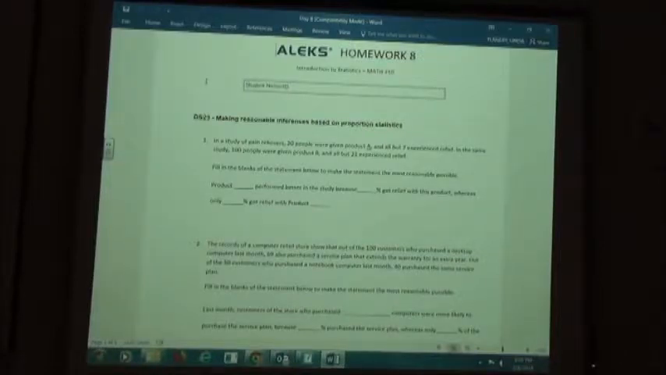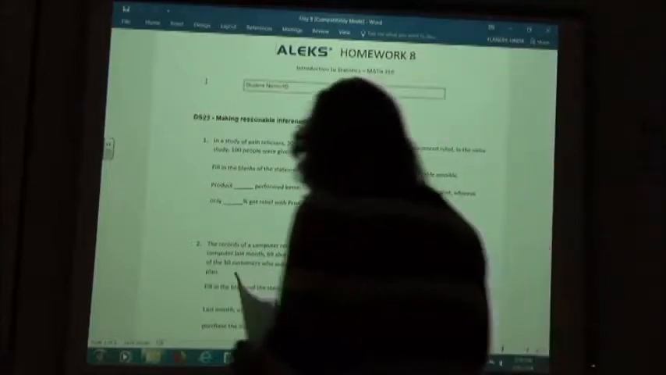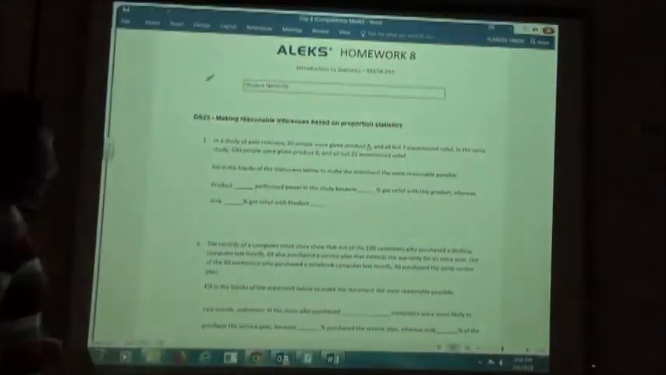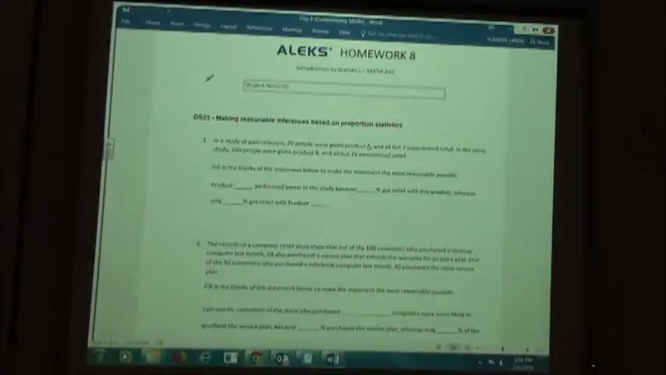All right, homework 8 is actually now starting chapter 4. It says making reasonable inferences based on proportion statistics. In other words, we're just basically going to take a proportion, a fraction, change it to a percent, and then answer the question based on that.